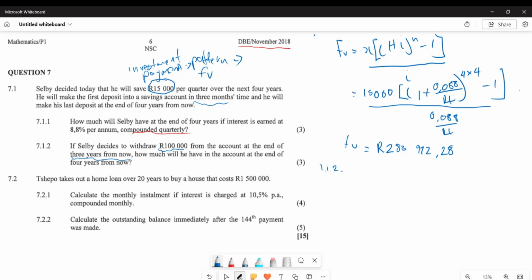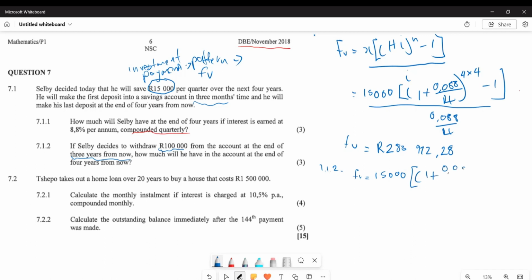So what we can do is calculate how much will be in the bank at the end of your 3 years. Let's start there. We already have our formula, so let's continue and plug in our future value formula. What is the monthly installment? It's still the 15,000 into your 1 plus what is the interest?